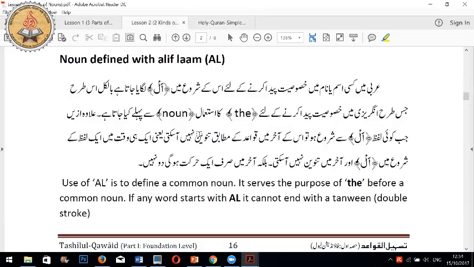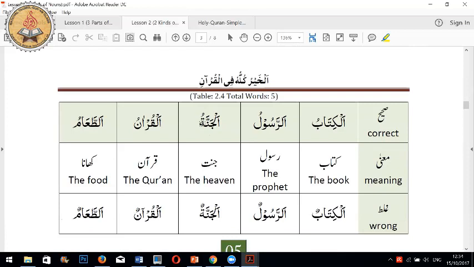Now, these are the examples. Table 2.4. Al-Kitabu, correct. Al-Rasulu, correct. Al-Jannatu, correct. Al-Quranu, correct. Al-Ta'amu. Why is it correct? Because it starts with alif lam and it means the book, the book.